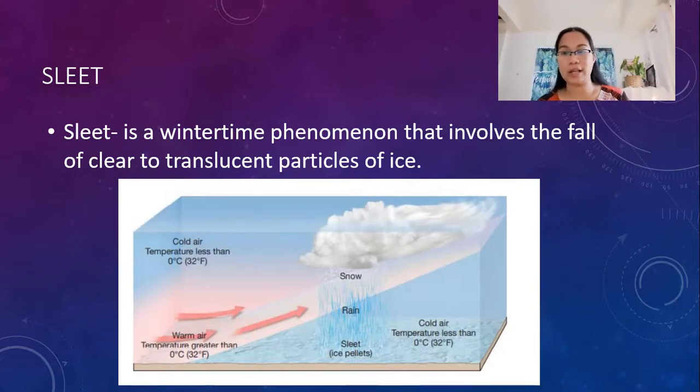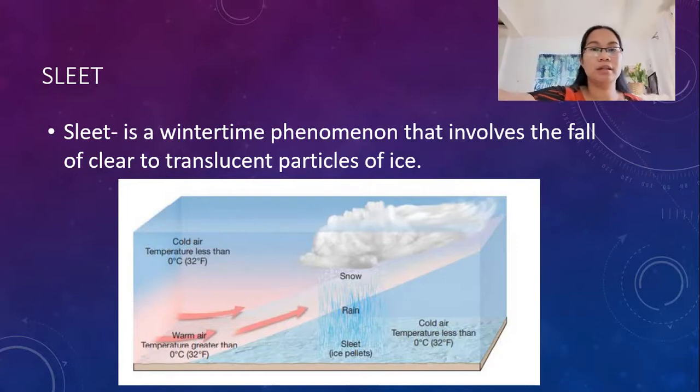Then we have sleet. Sleet is a wintertime phenomenon that involves the fall of clear to translucent particles of ice. So what happens here, you have warm air rising, then you have cold air, then at the lower level also you have cold air. Then as the rain falls, it passes through cold air, or at freezing point, then you will have ice pellets or sleet.